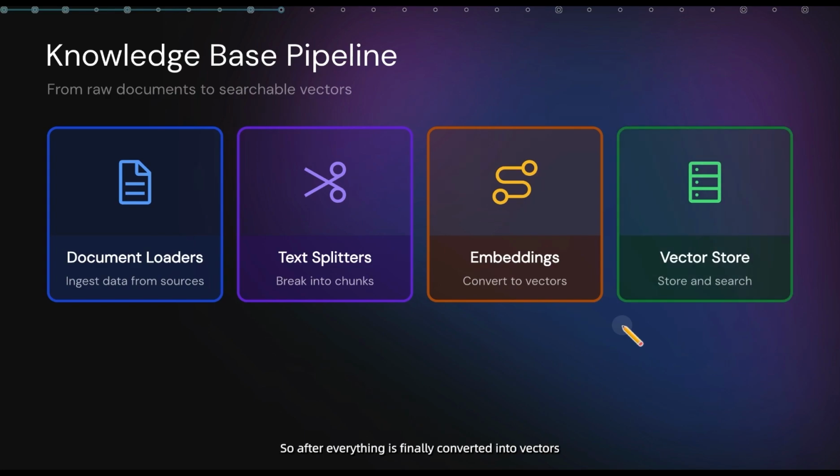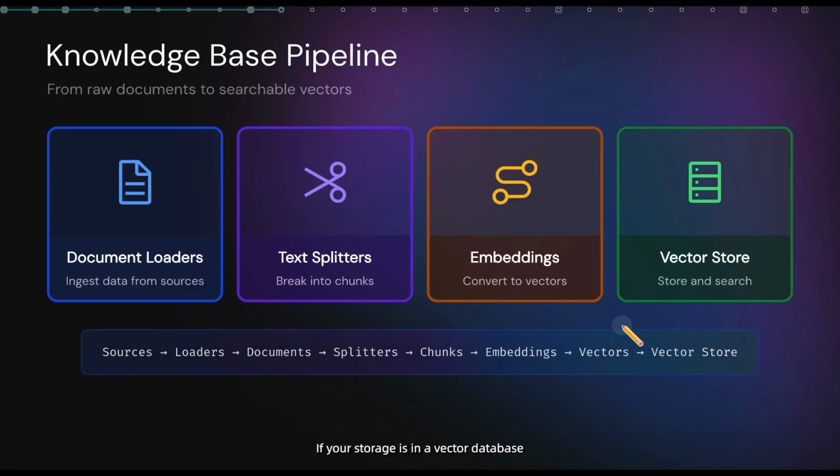So after everything is finally converted into vectors, they're stored in a vector database. If your storage is in a vector database, then you might need to use some other pre-processing methods to store them. Ultimately, the goal is to store and search the data. For vectorized data, it's the vector database that supports these operations.